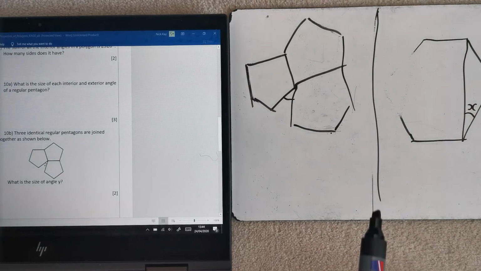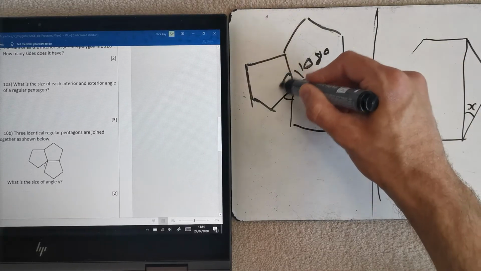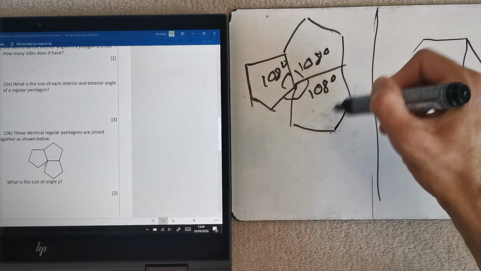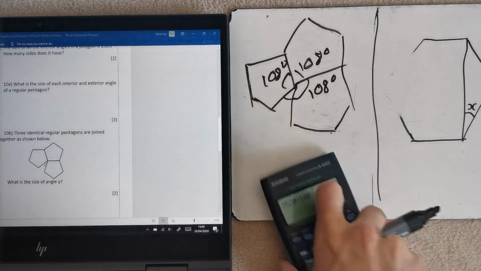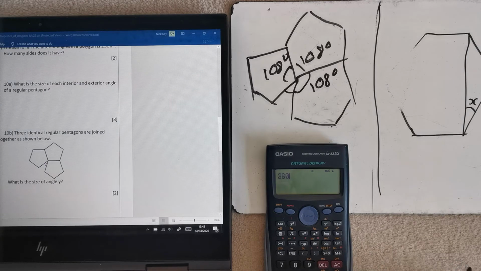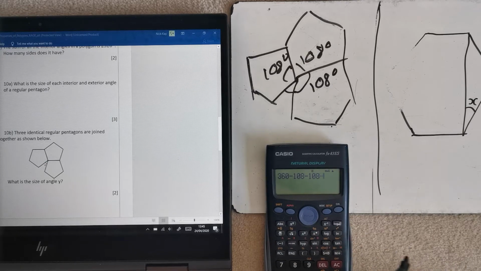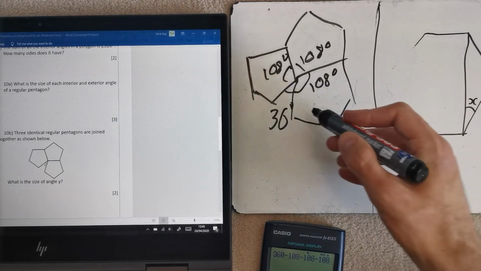Okay, now remember from the last question, it said each interior angle in a pentagon. We found that to be 108 degrees. These were all 108 degrees. Okay, angles around a point add up to 360 degrees. So, get the 360 degrees, take away 3 lots of 108, take away 108, take away 108, we're going to get 36 degrees for that one there.